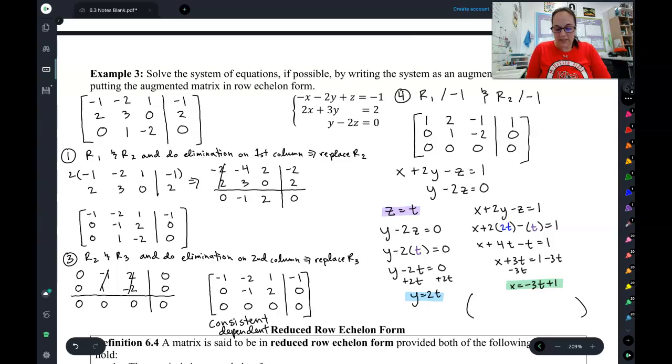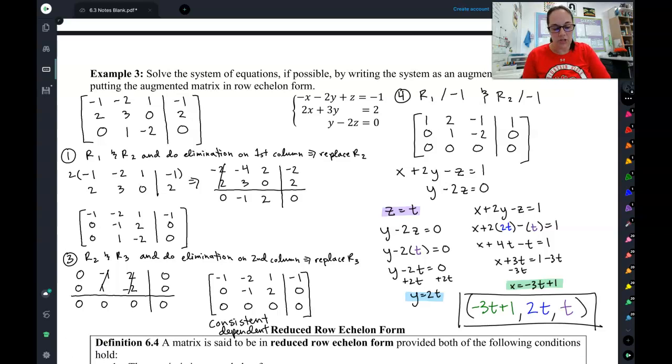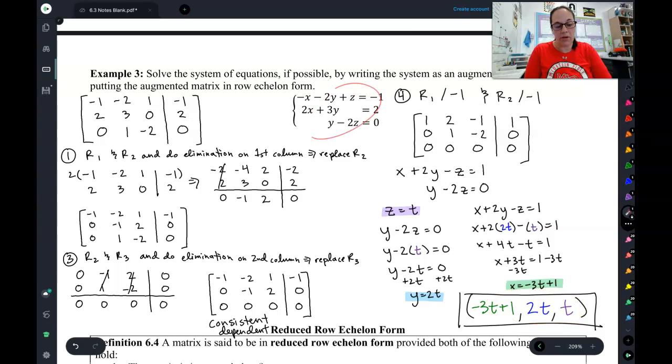Now that I have my consistent dependent answers, I can write them out. Negative 3t plus 1, comma, 2t for y, comma, t for z. And that gives us the infinite set of solutions that work for this system. You can plug any numbers you want in for t, and that's a point that works here. So that is an example of a consistent dependent with row echelon form. In the next video, we'll introduce our last vocab word of the day.